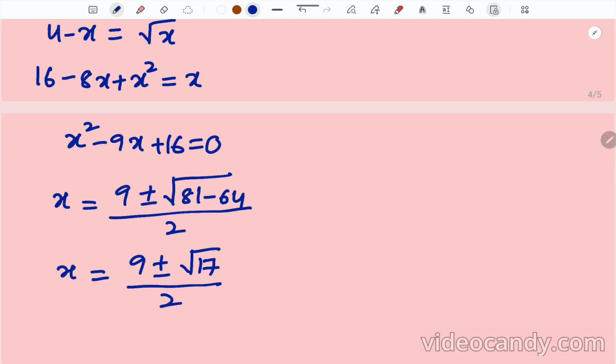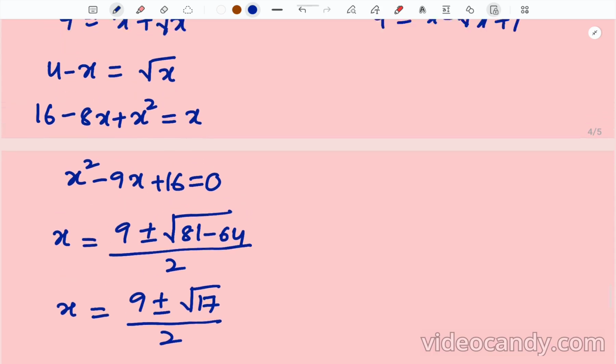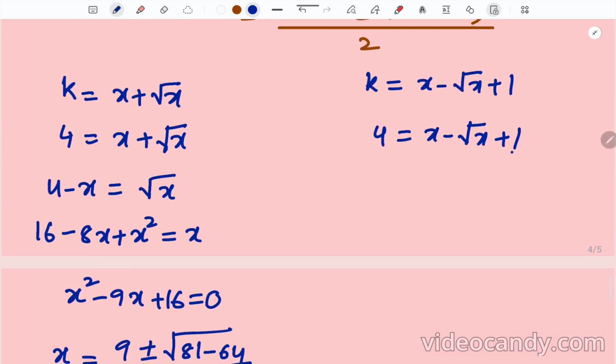Okay, up to now we got two values here. We will check whether these two will satisfy the equation or not in the future steps. Okay, let us solve the remaining part. Transpose this one here. Therefore, you will get 4 minus 1, that is going to be 3. 3 equals x minus root x, and transpose this x here and square on both sides. Therefore, 9 minus 6x plus x square equals x, you will get.